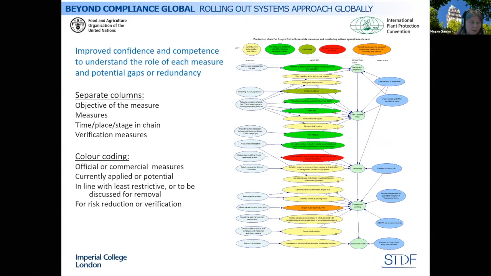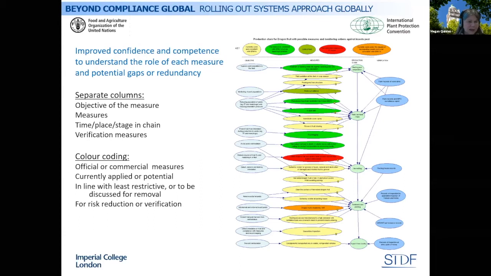And so I know you can't see the whole thing here, but just to quickly say what we did is, since the 1980s, you'll find publications talking about the stages. And even in the standard, it talks about you can do things pre-planting, during planting, during production, at harvest, and so forth. And so what we did was we created a separate column where we said, well, why are you doing it? So what's the objective of the measure?